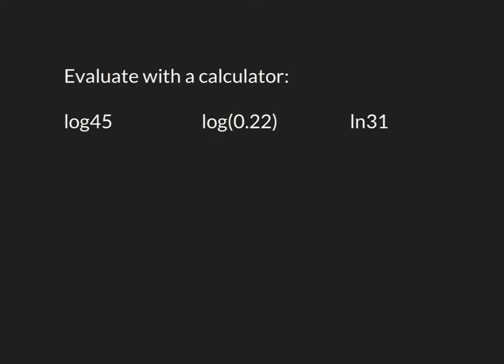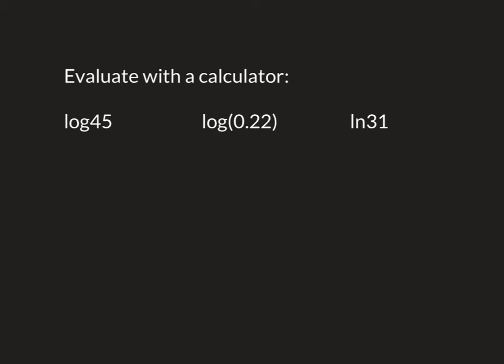This is evaluate with the calculator. Now, your calculator only knows base 10 and also base E. So what we're going to do here, if you find the log button, it's like 3 buttons above your on button on the calculator. On your 84, whatever you got, you just hit log and 45 and punch it in and just look at your number there.